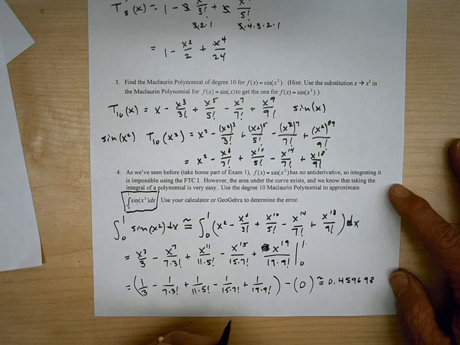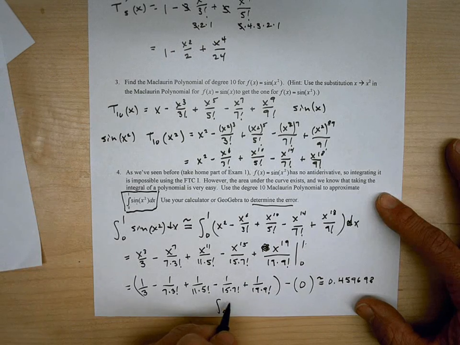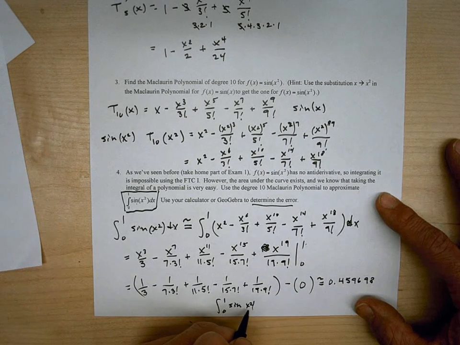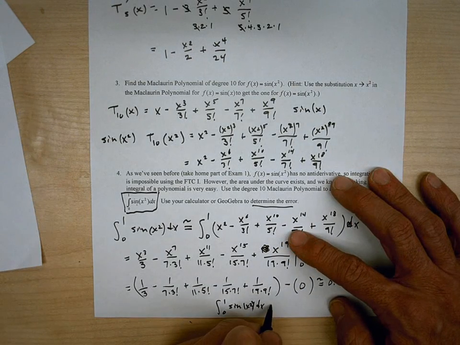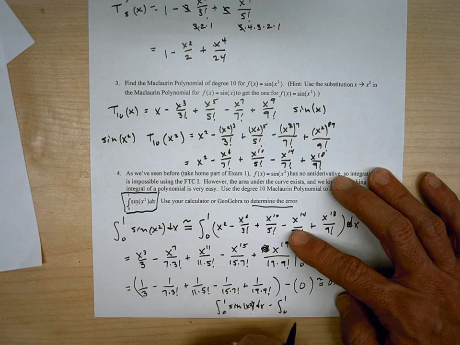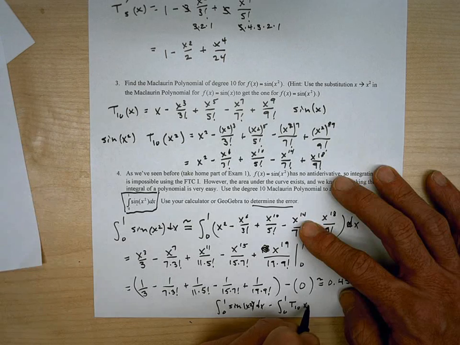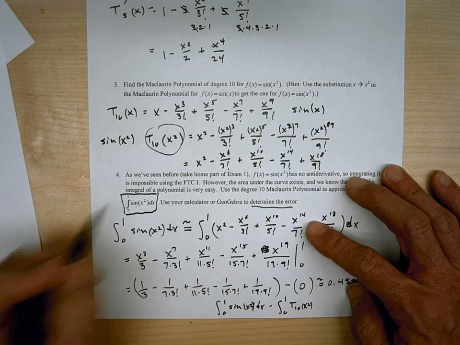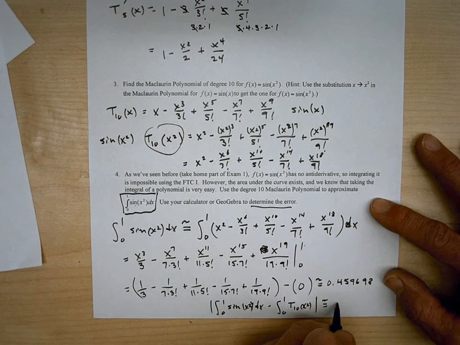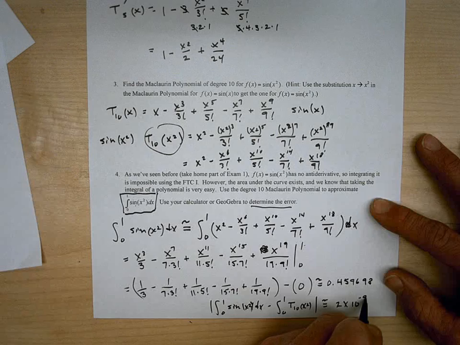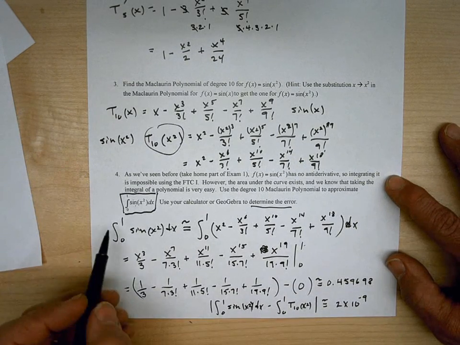But if you take it out to find the error, so the error is going to be the difference between the actual area under the integral and what we estimated that area to be using T10 of x squared, from up here. In absolute value, if you find that difference, it actually turns out to be on the order of 2 times 10 to the negative 9th. So an excellent approximation for the area under the curve from 0 to 1.